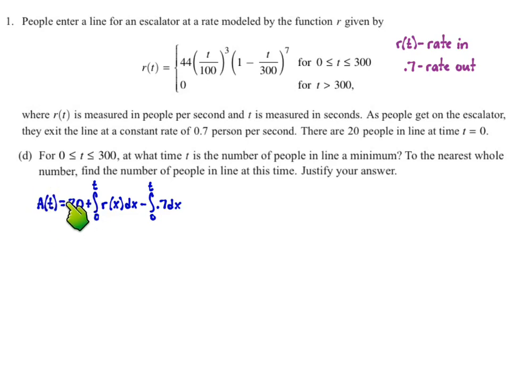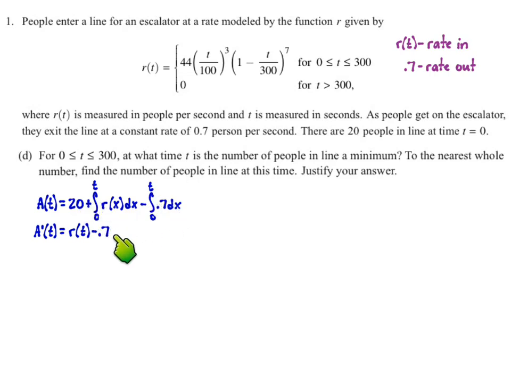Now the derivative of 20 is 0, so that's easy enough. The derivative of the integral of r of x dx from 0 to t is just going to be r of t, and the derivative of the integral of 0.7 from 0 to t is just 0.7.